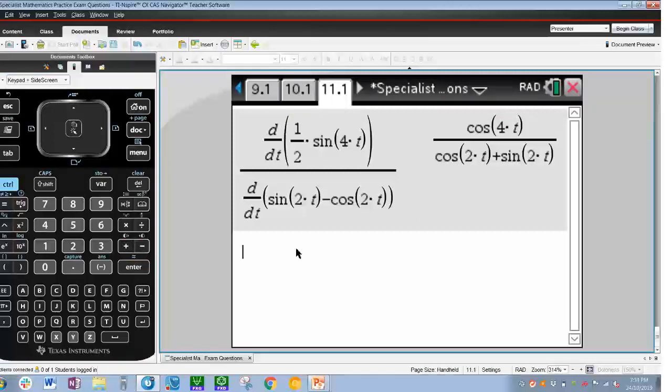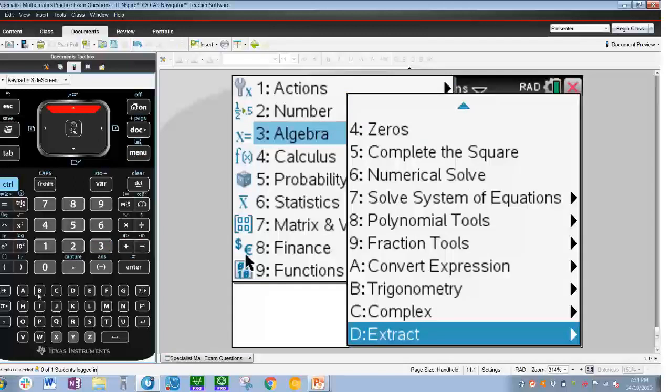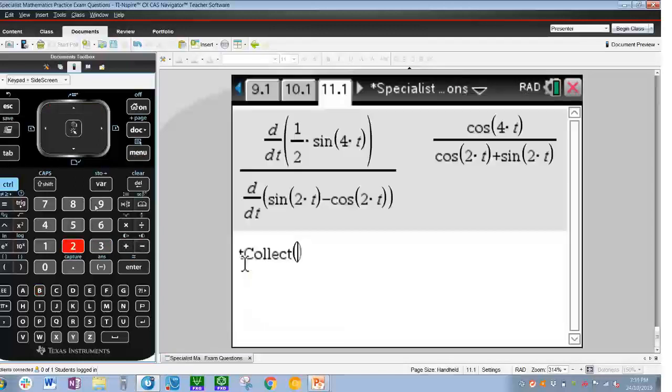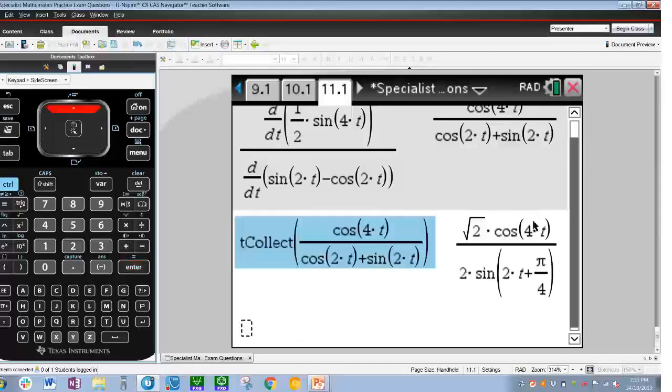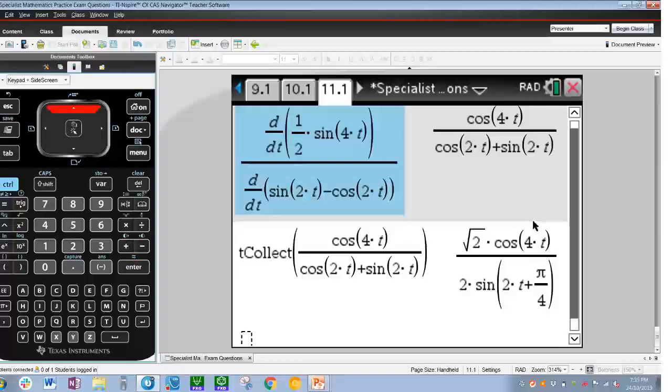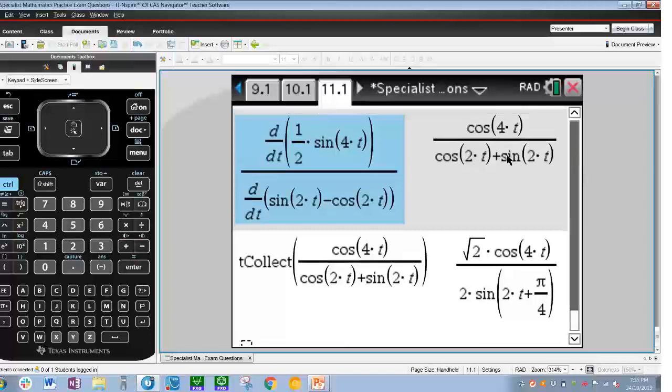Now this isn't actually one of the options, so let's use something that we learned before, which was t collect. Let's try and get this together. So menu, 3 for algebra, and then B for trigonometry, as shown, and then 2 for collect. Let's press up, enter, and enter. Okay, so we get something completely different over here. So what we can do is look back at the original equation over there, and we can start modifying things. So, for example, you can take the sine of 2t and convert it to other things.